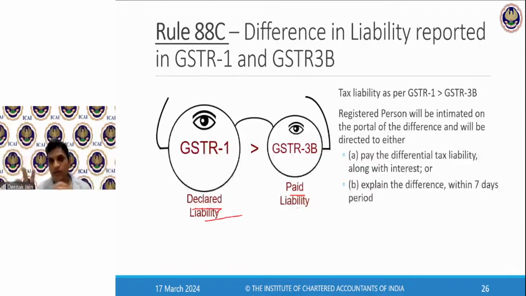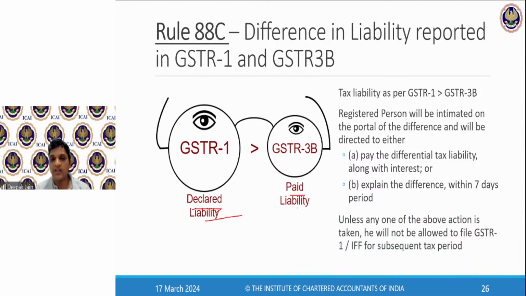Then obviously your GSTR-1 will be more than 3B. But how does the officer know? He does not know. He will just do a mathematical comparison between 1 and 3B and give you a notice. Now you give an explanation within 7 days. Unless you take one of the above actions, you will not be allowed to file GSTR-1 or IFF for the subsequent period.